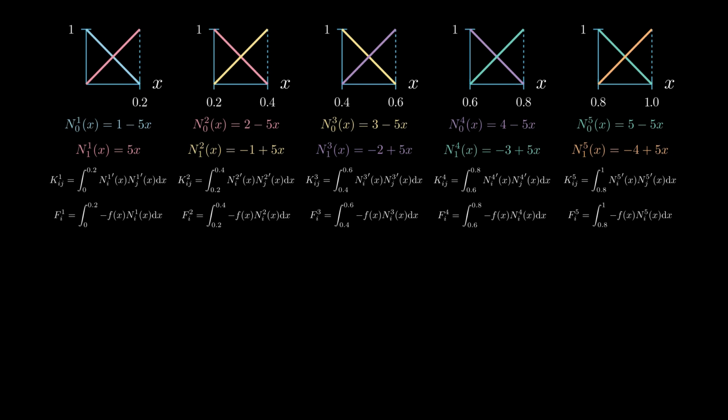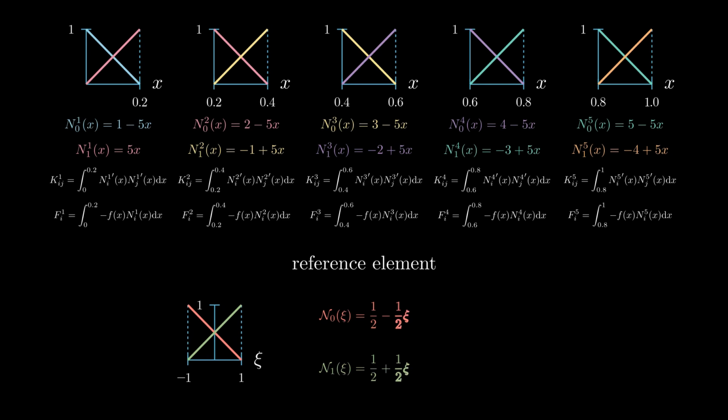To this end, we will introduce a so-called reference element. This reference element can be considered as the blueprint for all the actual elements. It is defined on a different coordinate axis, which we will call xi, and it is defined on this coordinate axis between xi equals -1 and 1. We then introduce shape functions on this reference element, which I will denote by curly N_0 and curly N_1. These shape functions on the reference element are closely related to the shape functions that we have previously defined.